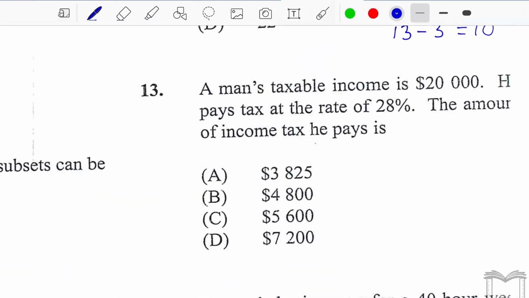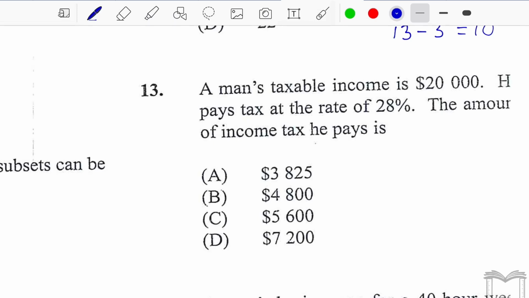Number 13. A man's taxable income is $20,000. He pays, so I apologize that some of the letters are missing, but I'll read the question for you. A man's taxable income is $20,000. He pays tax at the rate of 28%. The amount of income tax he pays is.